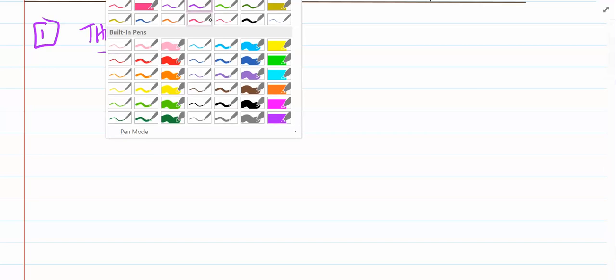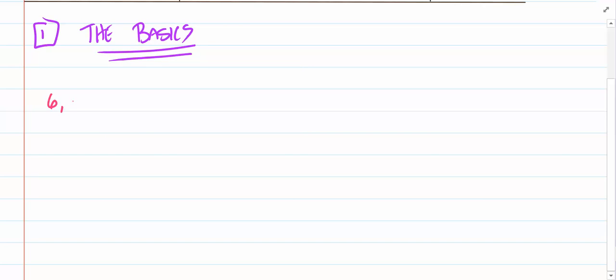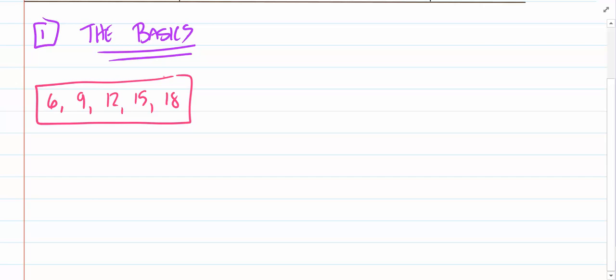So if I wrote down just this particular sequence, I'd have 6, 9, 12, 15, and then 18, and then I stopped right there. This would be called a finite arithmetic sequence. Okay, why is it finite? Yeah, it stops, right? Has a beginning and an end. Why is it arithmetic? It's increasing by the same value. What is that value, by the way? 3. Okay, good. And it's a sequence.